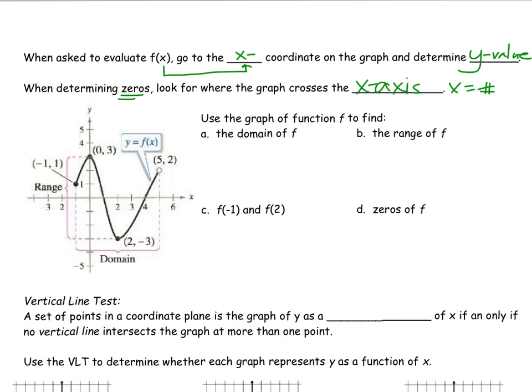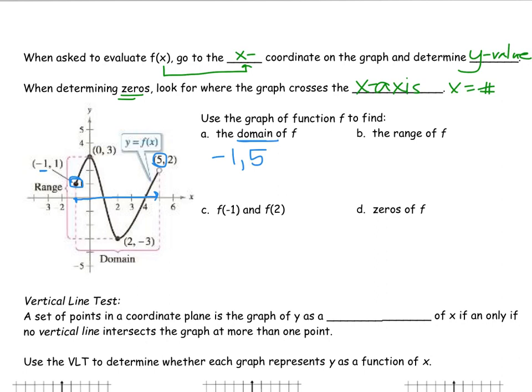All right, let's put all of this to the test. We've got domain and range, some evaluating, and finding zeros for the graph of f on the left. Notice we have domain and range first for A and B. When you're asked to find domain, remember we're going to go from left to right. So on that left-hand side, it starts at that location, and the x value is -1. And the graph goes all the way over to the right to this location here, where the x value equals 5. So the numbers start at -1 on the x-axis and go all the way over to 5.